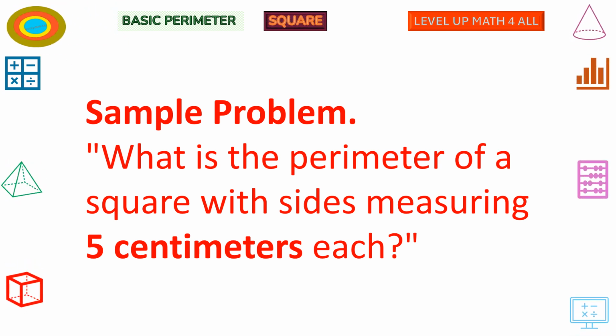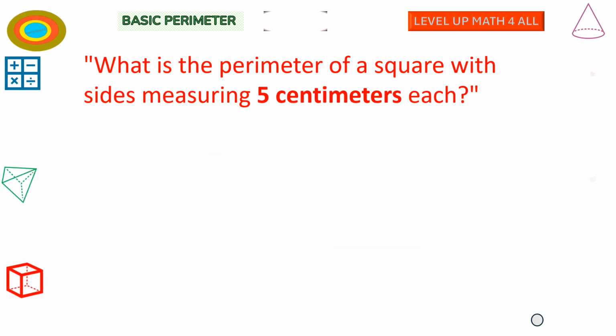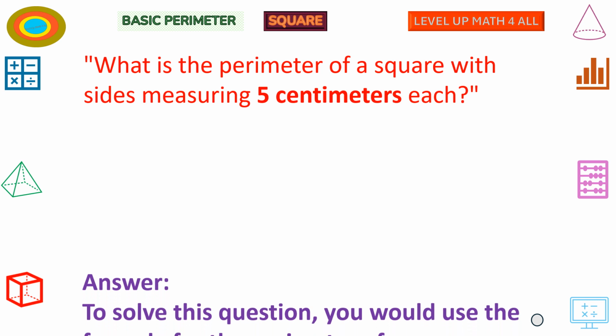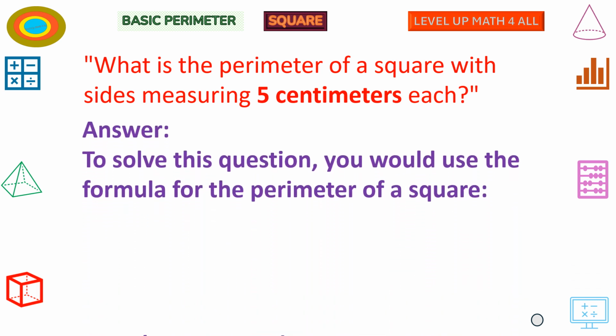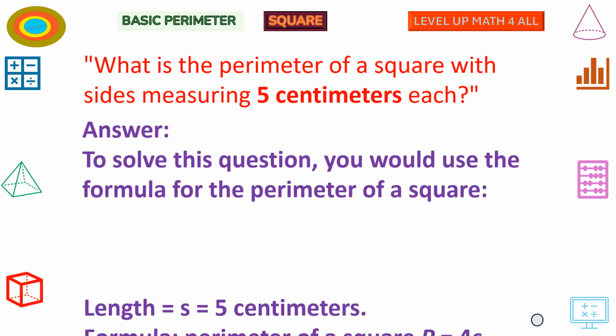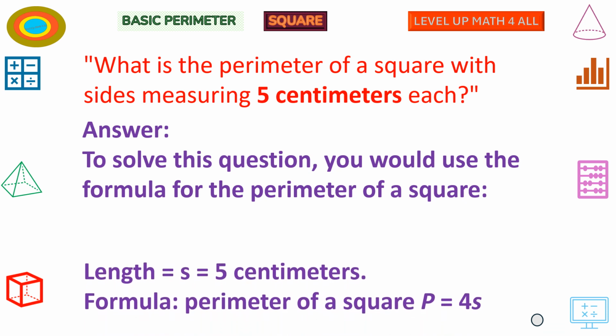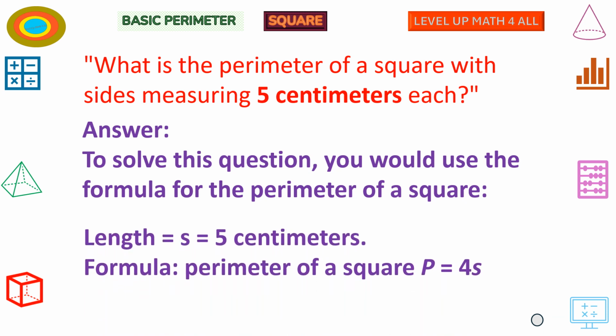Let's take a simple problem. What is the perimeter of a square with the side measuring 5 centimeters each? Let's draw that square, which has four sides. Each side is 5 centimeters. To solve this question, you would use the formula for the perimeter of a square, that is P is equal to 4 times S. S represents the length, that is 5 centimeters.